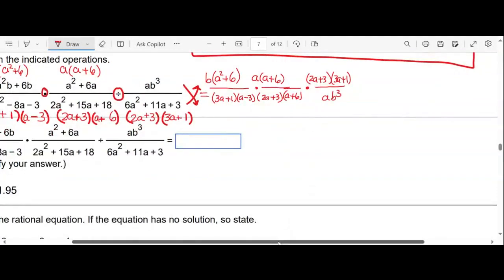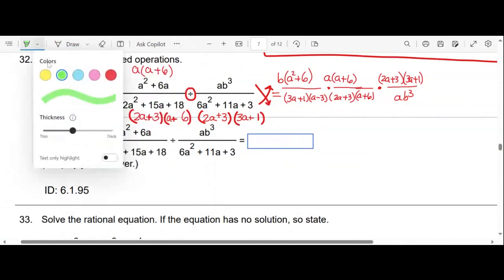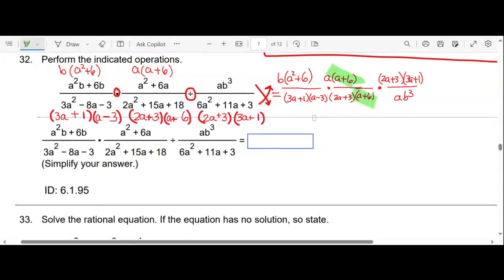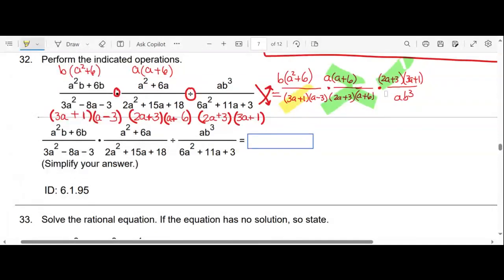Now, it's time to do the killing. You like to kill? Okay, let's kill. What should we kill now? A plus 6 with A plus 6. Good. Also 2A with 2A. Anything else? 3A plus 1 with 3A plus 1. And B, no. Yes, B cubed with B.